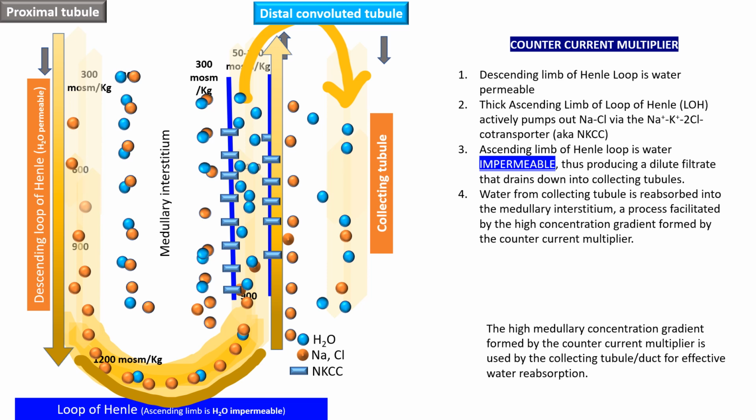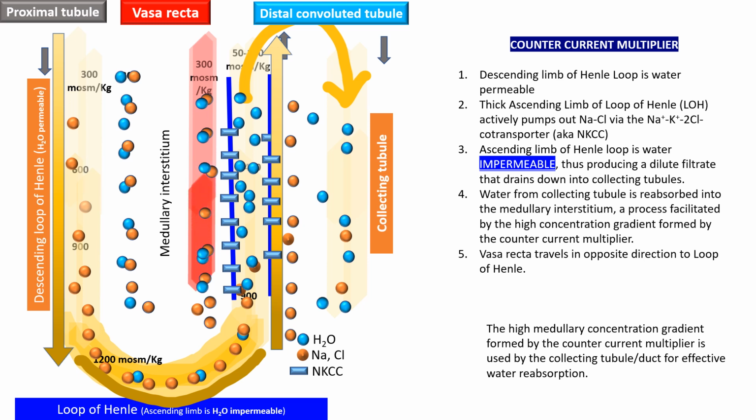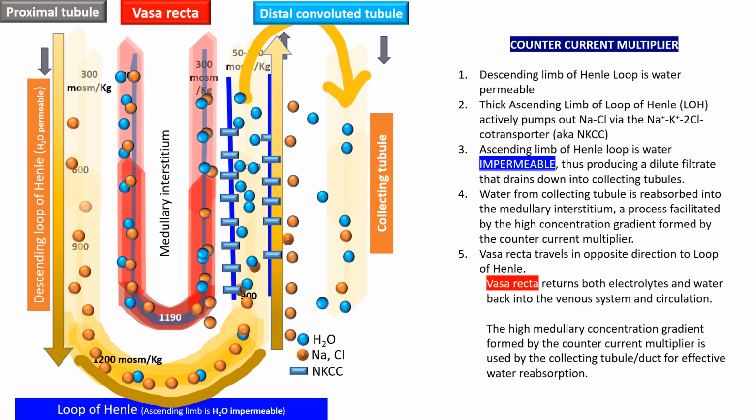What about all of these electrolytes and water that are reabsorbed into the medullary interstitium? How do they return to circulation? Remember the vasa recta or peritubular capillaries from juxtamedullary glomeruli? They scoop down into the medulla and carry electrolytes and water back into circulation in a counter-current manner. Essentially, the high medullary concentration gradient formed by the counter-current multiplier is used by the collecting duct for effective water reabsorption.